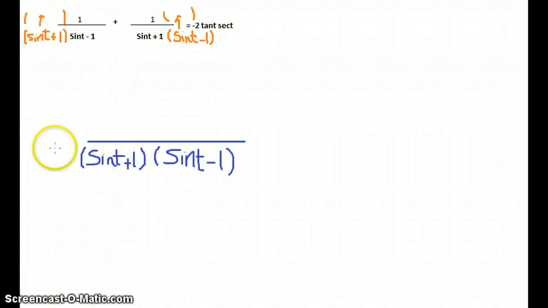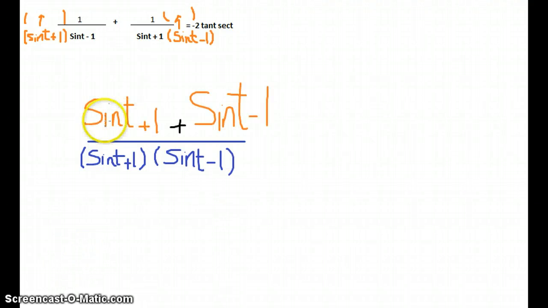So now if we look at our denominator, it's going to have sine t plus 1 times sine t minus 1. That's the denominator for both. The numerator for the first one is sine t plus 1. That's the first one right there. And the second one has a sine t minus 1, and that's the plus sign from the equation right there.